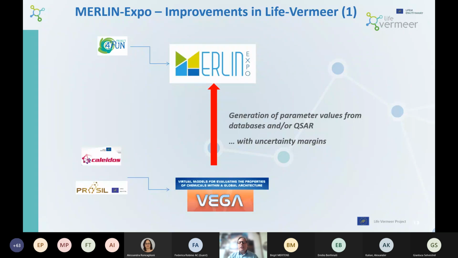So we used the potential of the VEGA tools for finding a solution for this problem. Indeed, VEGA is a library of QSAR models, and these QSAR models are able to generate parameter values from databases and from different QSAR models with uncertainty margin. So all the parameter values can now be directly generated by VEGA through an automatic combination between the two tools.